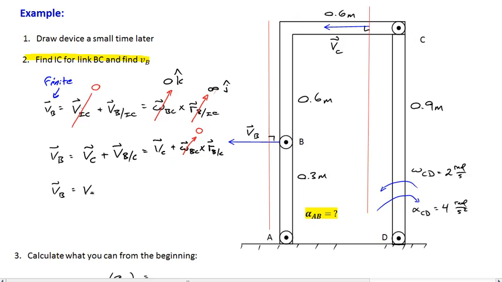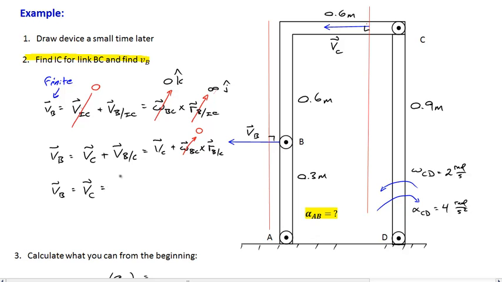So what that tells us is that the velocity of B has got to be equal to the velocity of C. So we look at it, the bracket's simply moving from right to left at this point in time where both of these things are vertical. C is moving from right to left, and B is moving from right to left at the same rate, simply because the bracket's not rotating.